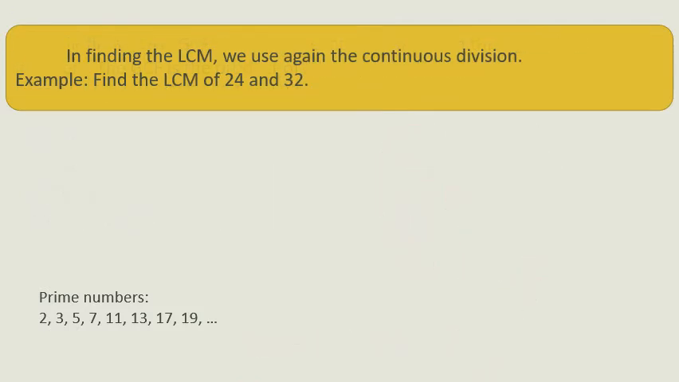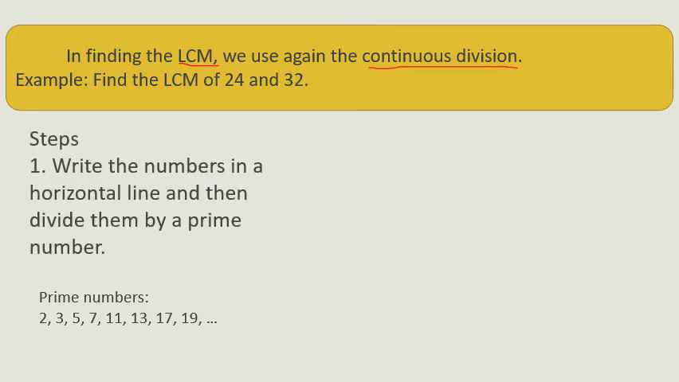Okay, so paghahanap naman ng LCM, so iba na to ha, least common multiple naman. We use again the continuous division. So kung kayo grade 4, ang ginagamit natin ay yung listing method. So dito naman, we will still use the continuous division. So ano po ang first step natin? It is to write the numbers in horizontal line. So pag sinabing horizontal line yung ganito, pahiga. Okay, so itong 24 and 32, isusulat natin in a horizontal line.